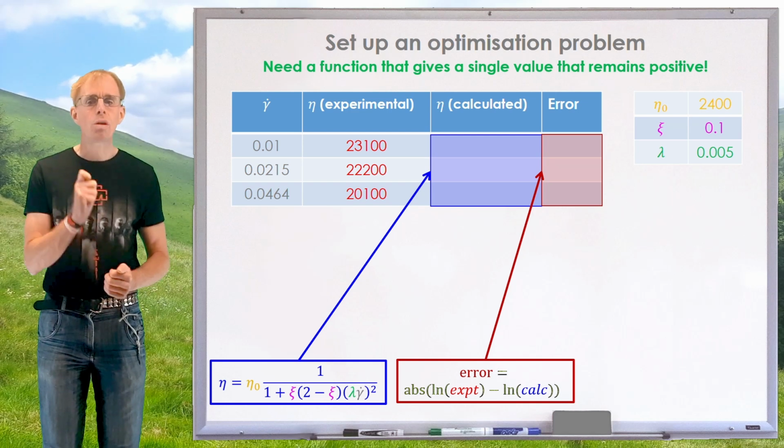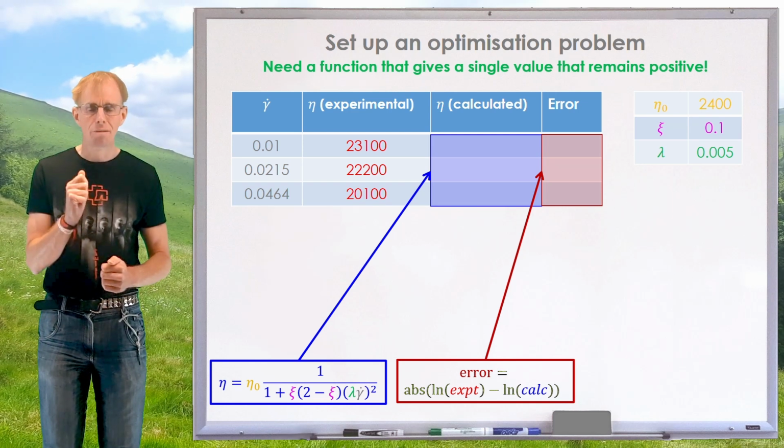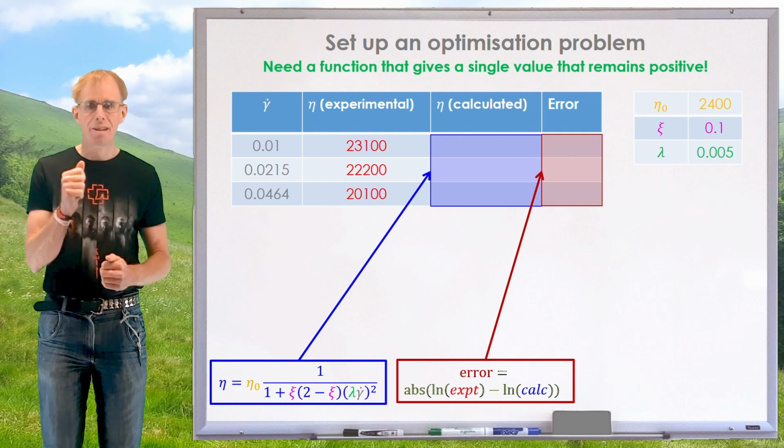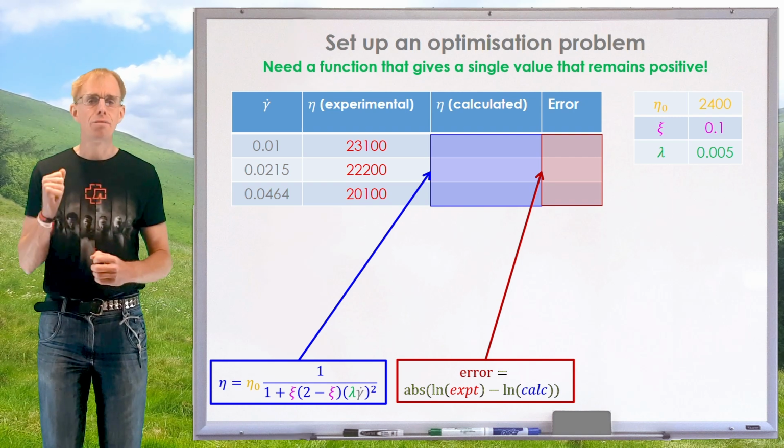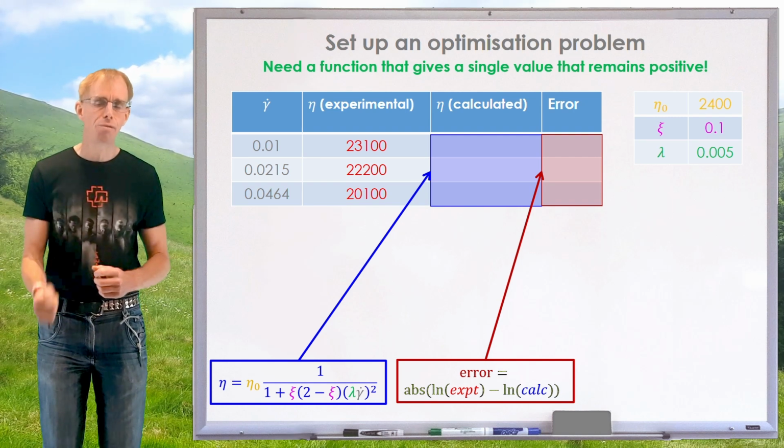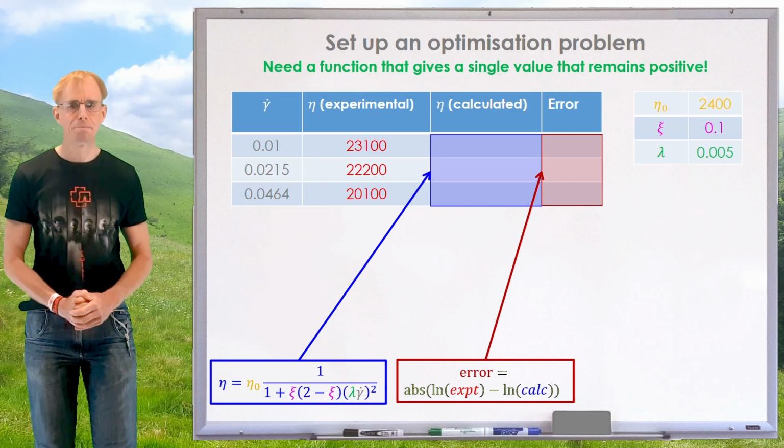So I'm always going to take logarithmic values of the viscosities, and I'm going to frame my error around the absolute difference of those logarithmic values.